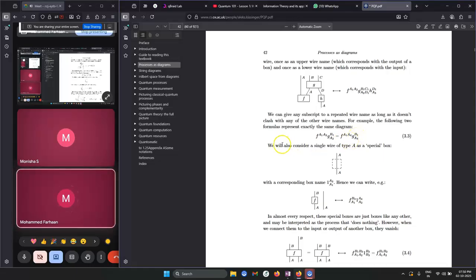We'll also consider a single wire of type A as a special box with a corresponding box name 1, A1, A2. Hence we can write this. So this function basically does nothing really. A special box, huh? To me it looks like an identity box, it doesn't do anything. Oh yeah, it says here, it's a process that does nothing.